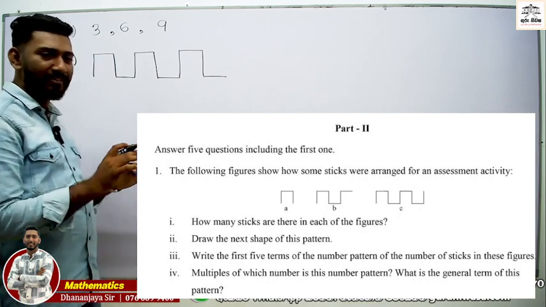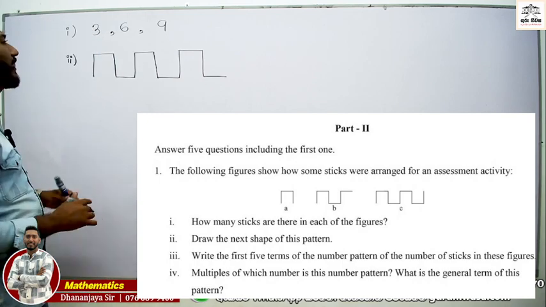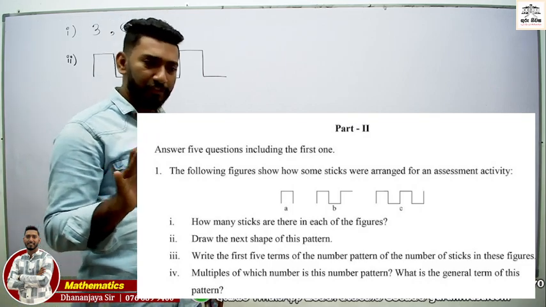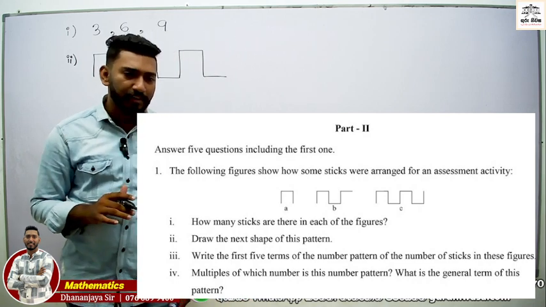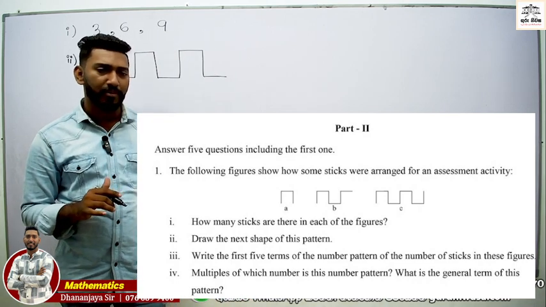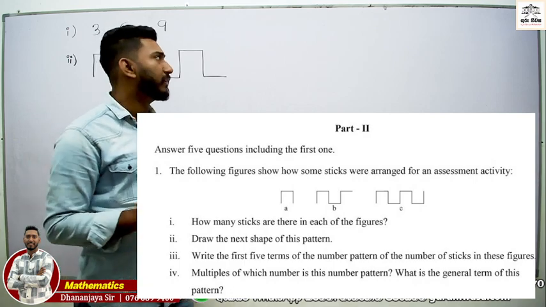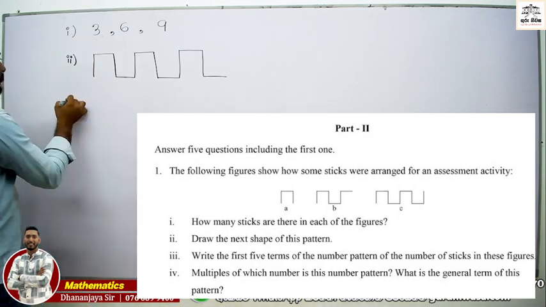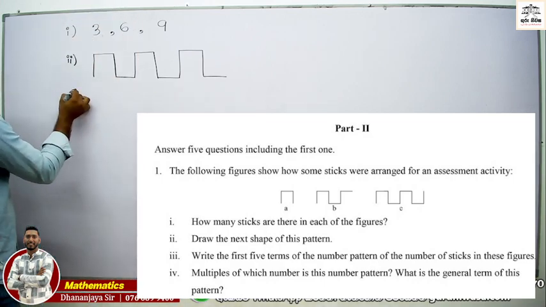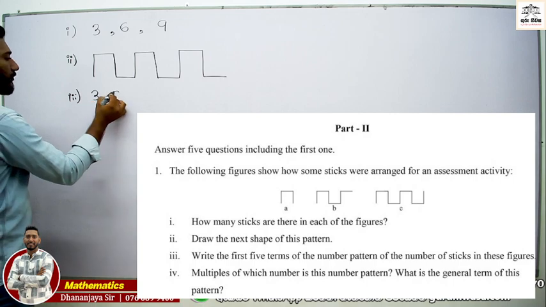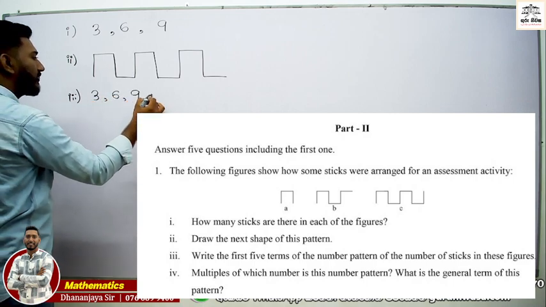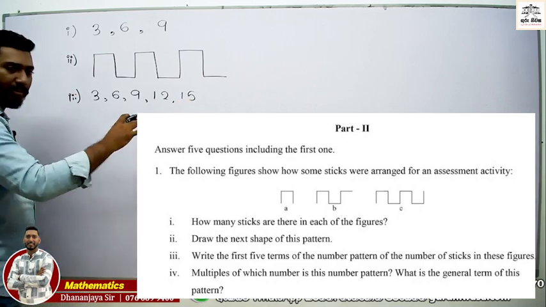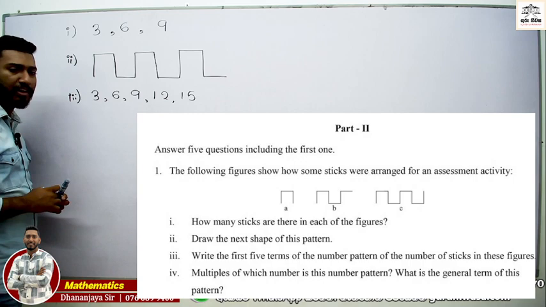Well done, right? And there's a pattern, and there are how many sticks? There should be 12 sticks. Now write the first 5 terms of the number pattern of the number of sticks in these figures. Now tell me the answer for the third one. What is the pattern? 3, 6, 9, 12, and 15. These are the first 5 terms in this number pattern.